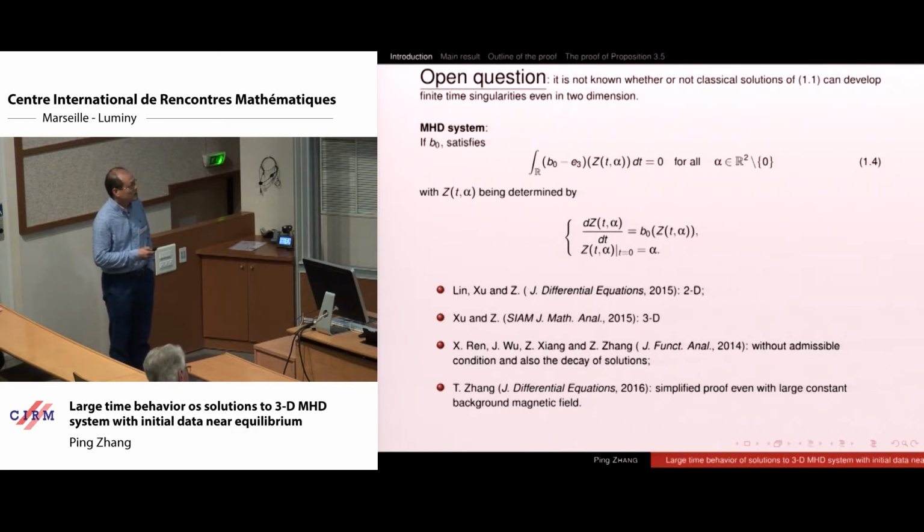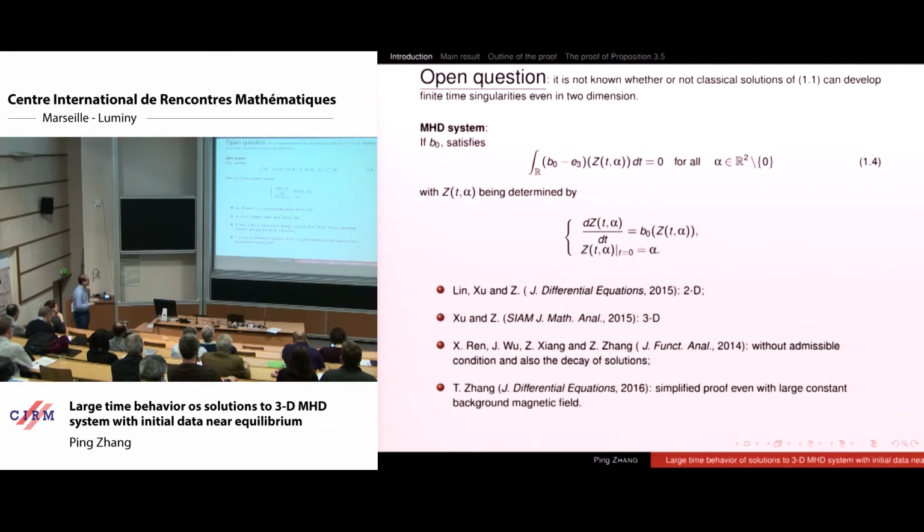So why does two space dimension make so much difference from three space dimension? I will mention the reason later. There is another result by Zhang, Wu, and Zhang. They can, in fact, remove this admissible condition here, and they can also prove the decay of solutions. But it turns out there is a big gap in this proof, which they cannot go through. That's why Zhang wrote another paper for the existence proof in 2D without this strange admissible condition.